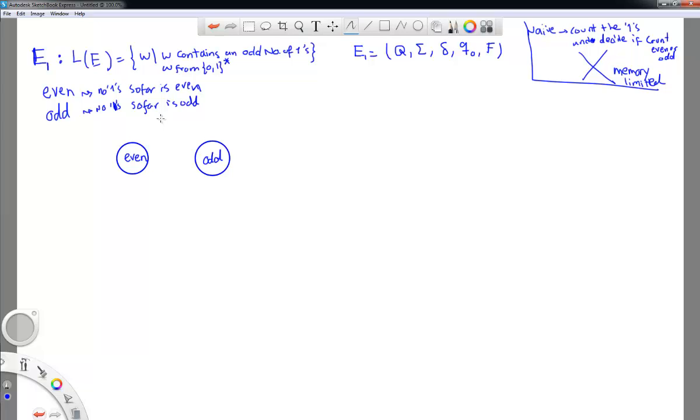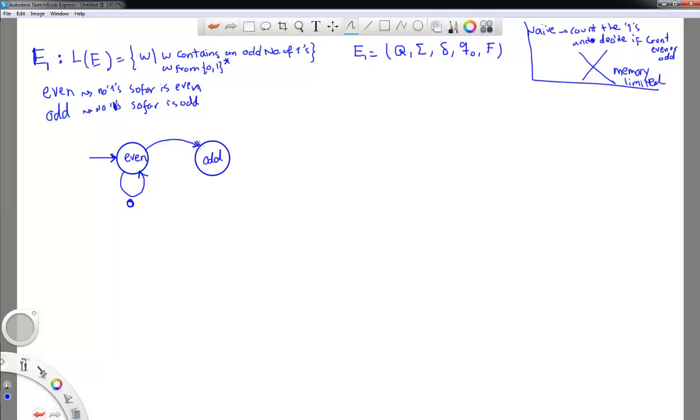There's good news about this kind of representation. First off, when I start in q sub 0, I haven't seen any ones so far because I'm at the beginning of the string and I haven't seen anything. Therefore, the number of ones I've seen so far is even, right? I've seen 0 ones, which means that that number is even. So my start state is the even state here. Now, if I'm at the even state and I don't see a 1, which means that I'm reading zeros, I am effectively staying in the state of having seen even ones so far. The moment I see a 1, I flip state. I go to state odd.